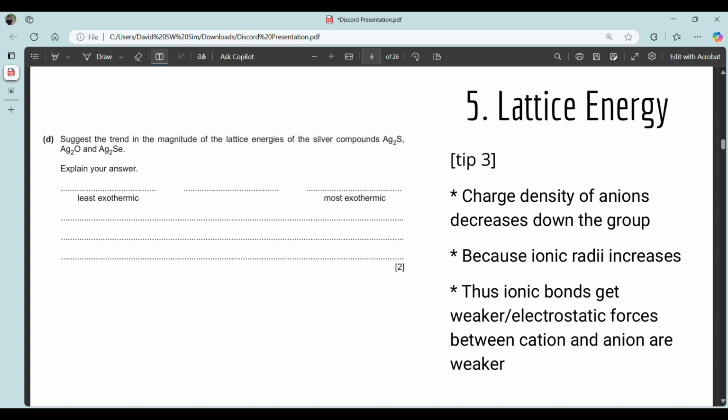Okay, so now let's go on to lattice energy. Lattice energy is another one of those questions that is always going to be repeated, although in very different ways. But the basic way you answer it is the same. Number one, you have to mention the charge density, and then you also have to talk about the ionic radius.